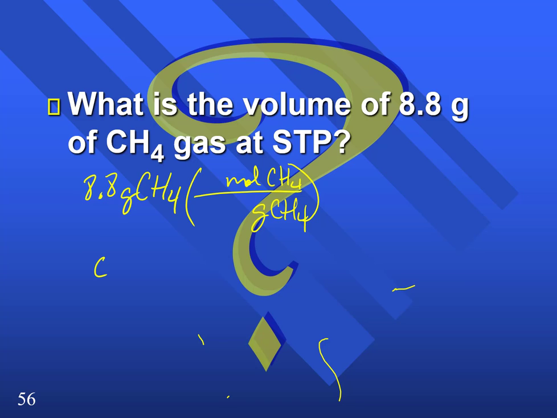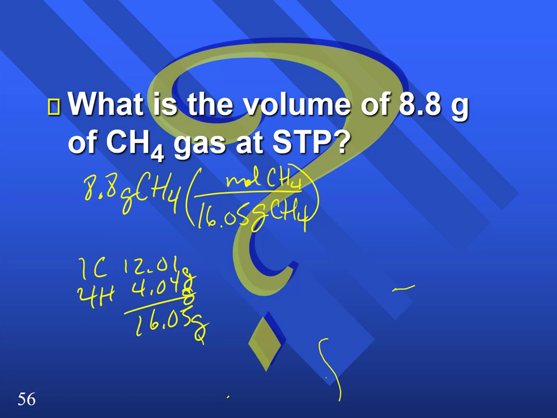So 1 carbon is 12.01 grams. 4 hydrogens, 4 times 1.01, I can do that in my head, is 4.04 grams. So altogether it adds up to 16.05 grams for CH4. So this is just like we've been doing for the past couple of days. That's not new. Here's the new stuff. What do you want to get rid of?